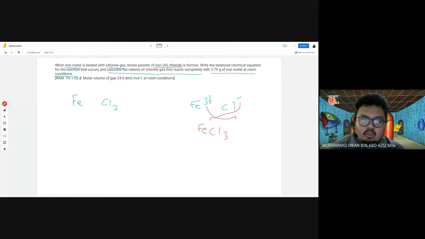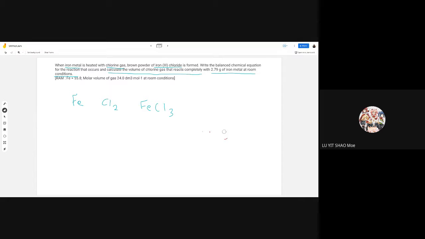So it will produce FeCl3. Identify which one is the product and which one is the reactant. You need to write the arrow and the plus sign. Read from the question. Teacher, you mean that iron trichloride is FeCl3? Yes, FeCl3.